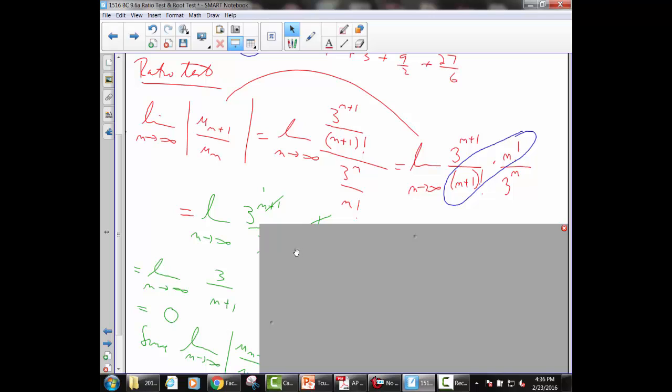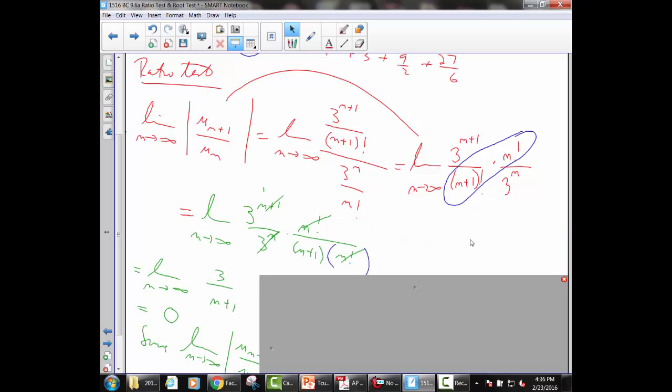Now, the reason it works so well with factorials, of course, if you remember, when you have factorials like this and they're being multiplied, you can simplify. So you take the larger one, n plus 1 times n factorial. That'll cancel with the n factorial. This is 3 to the n plus 1 over 3 to the n, which will end up being 3 to the 1. So you end up with 3 over n plus 1, and of course the limit at infinity of that is 0.